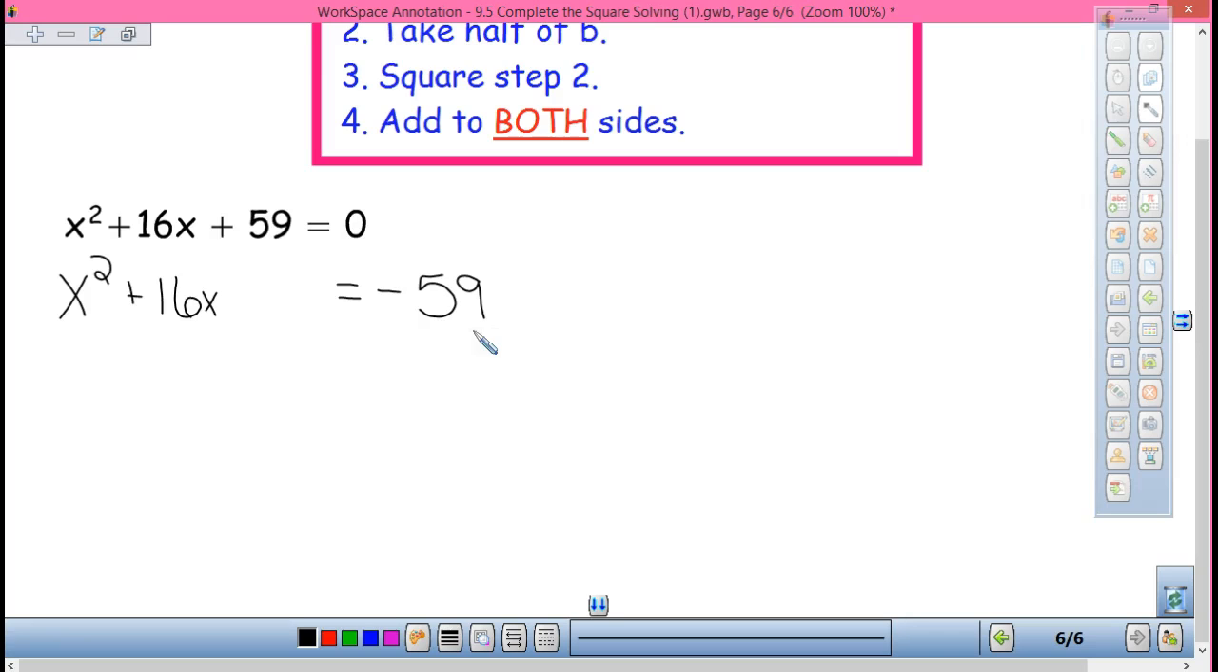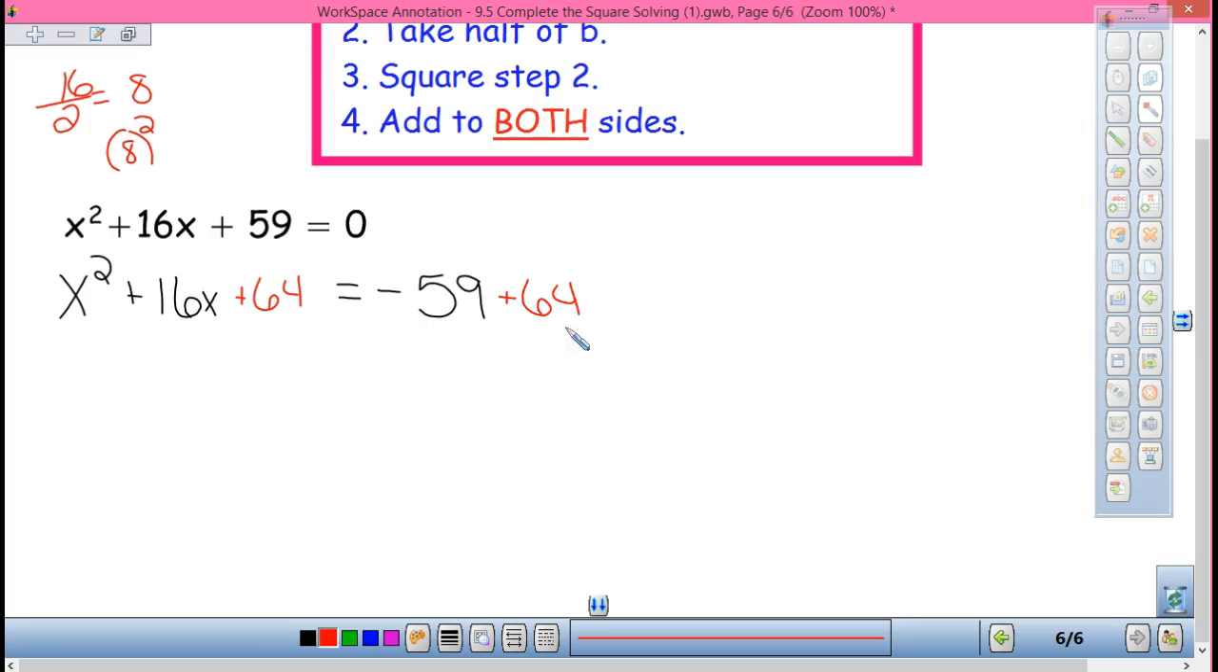What number do I have to use? I'm using 16, and I'm doing what with it? Taking 16 and dividing it by 2 and getting 8. And then what do I have to do with that 8? Square it, and I get 64. Good. So those of you that said 64, good job. We're going to add 64 to both sides. So be careful when we square those guys that we get the right one.